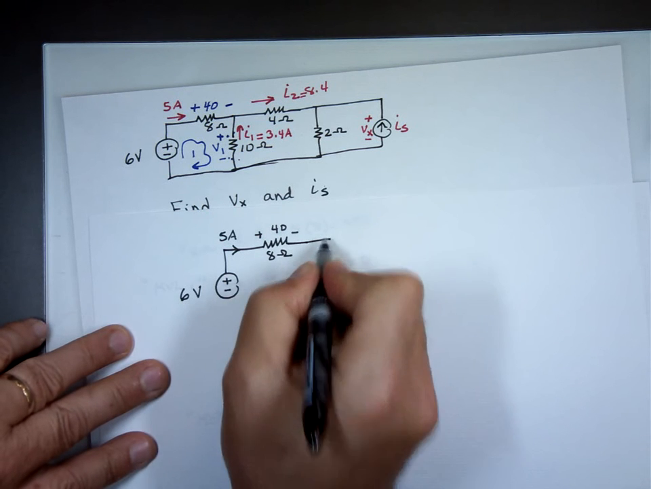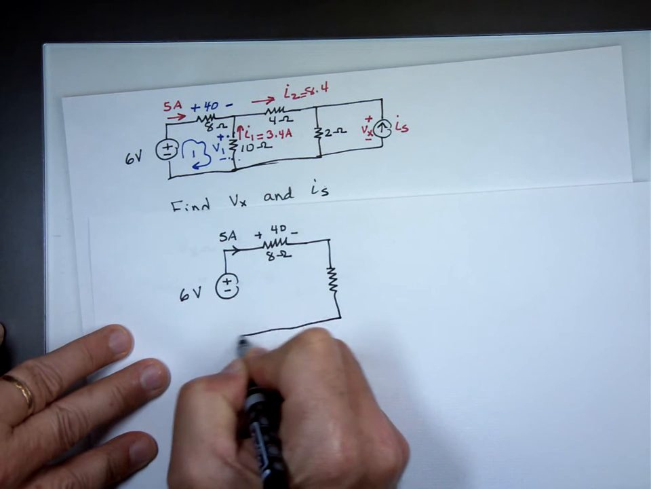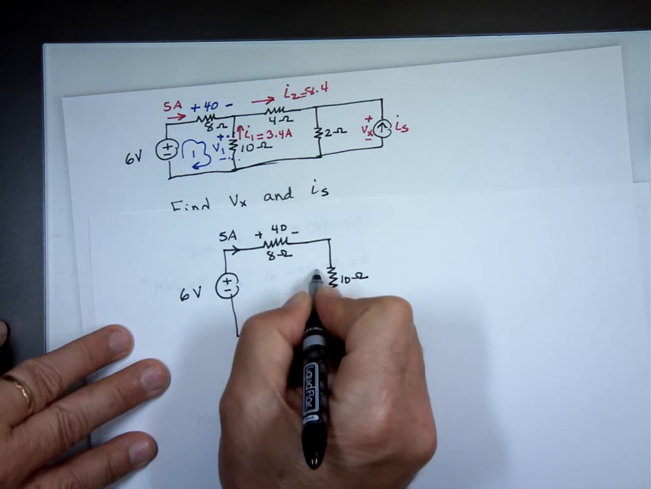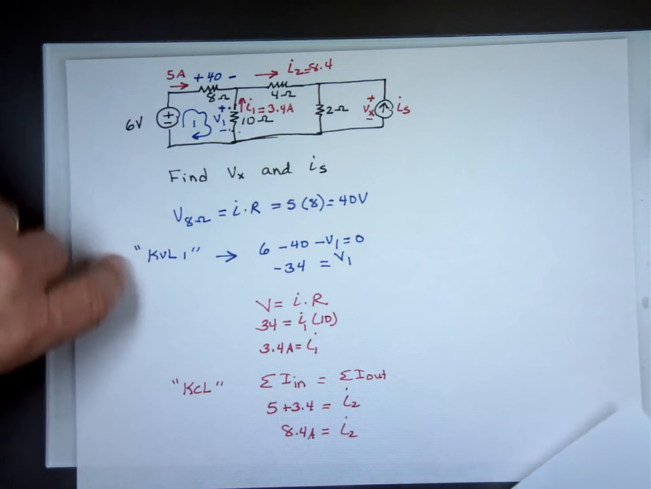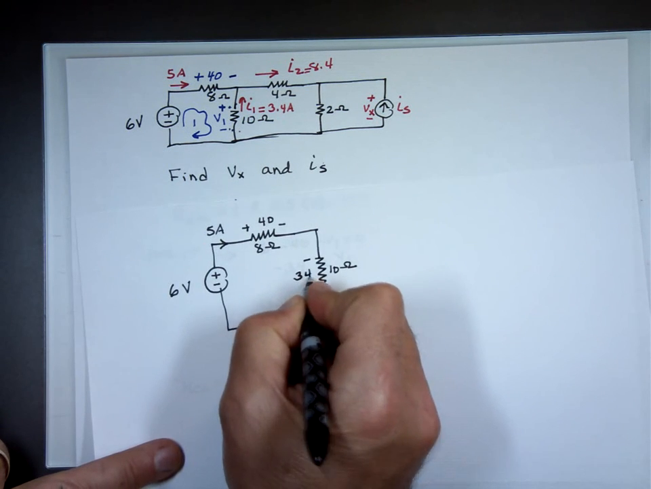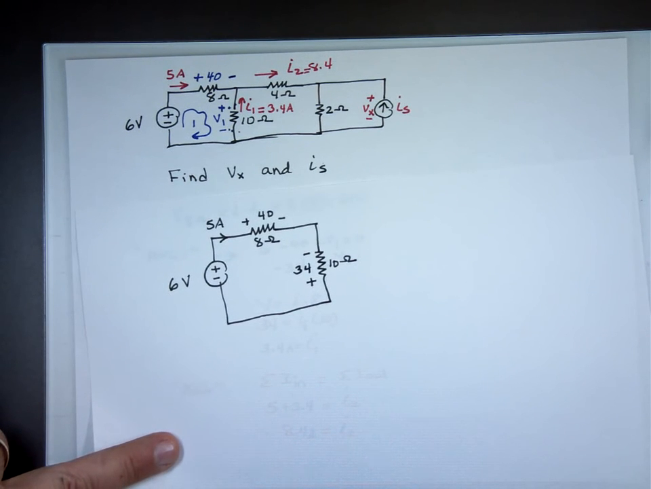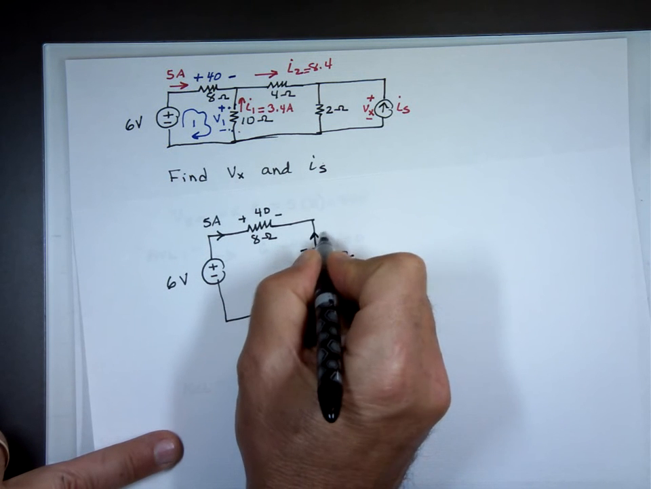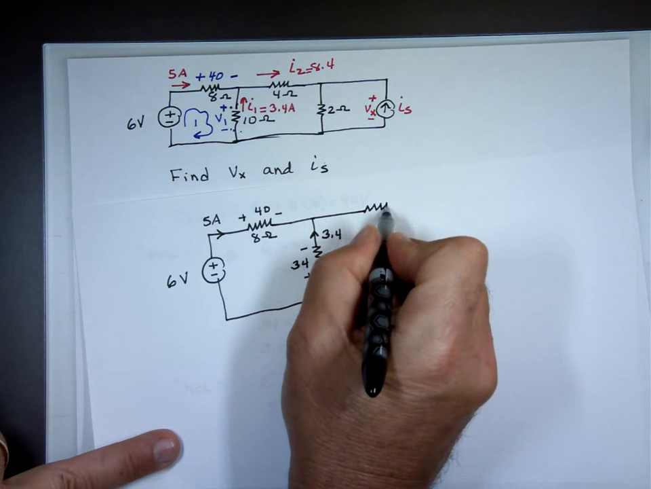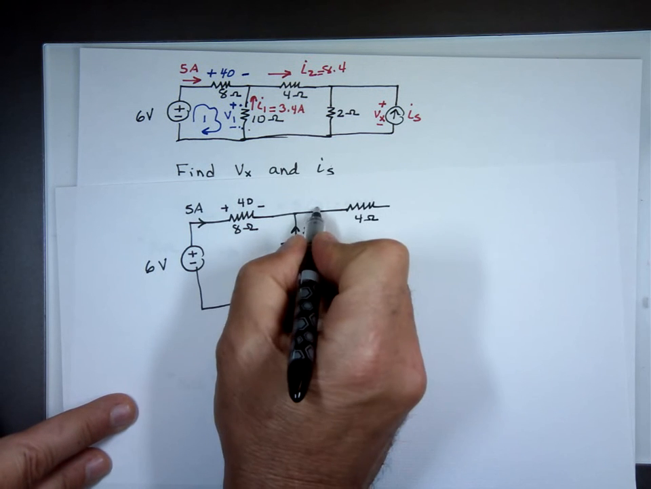We have a 10 ohm resistor. We agreed we have a voltage plus to minus because V1 was negative. What was V1? Negative 34. That means plus to minus 34 volts. That's what we had. And we have a current going up of what? 3.4. I got the 4 ohm here. I got a current in that direction of 8.4.